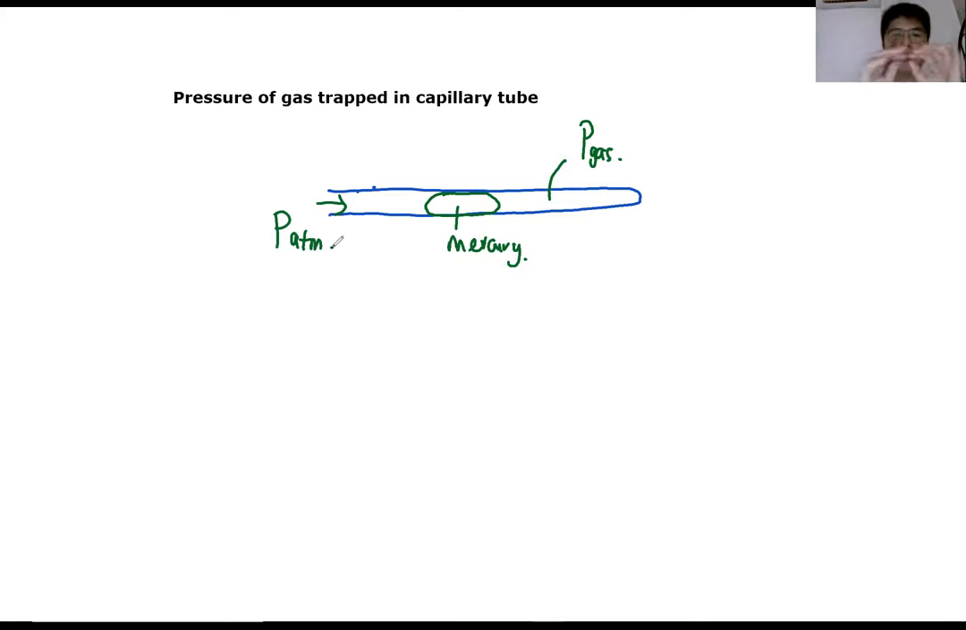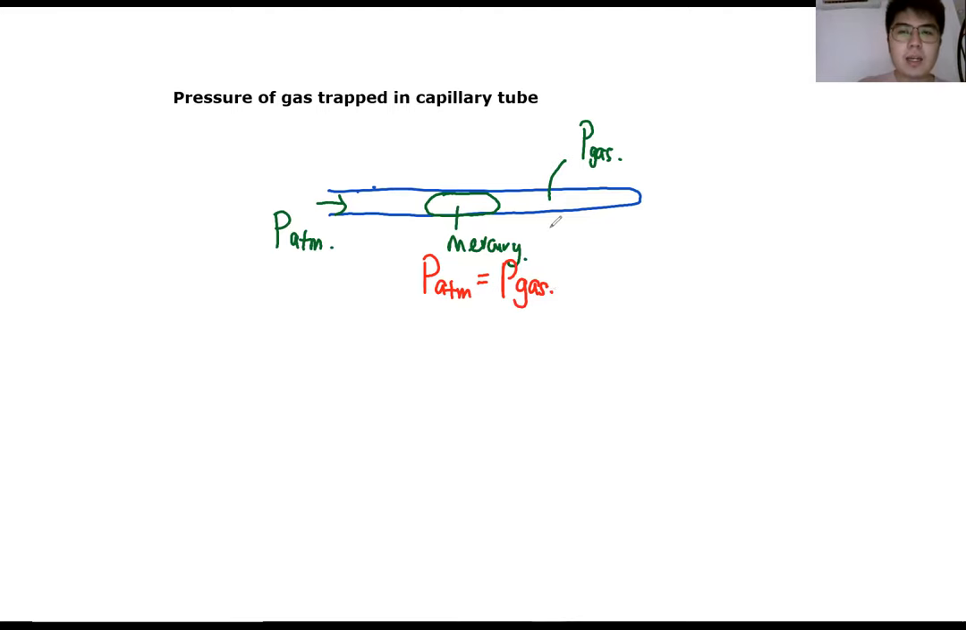Now, as you put it in a horizontal position and it stands still like this, the drop of mercury doesn't move. That is when the pressure on the left side will be equal to the pressure on the right side. So in this case, we write P atm equals P gas, if the capillary tube is put horizontally.